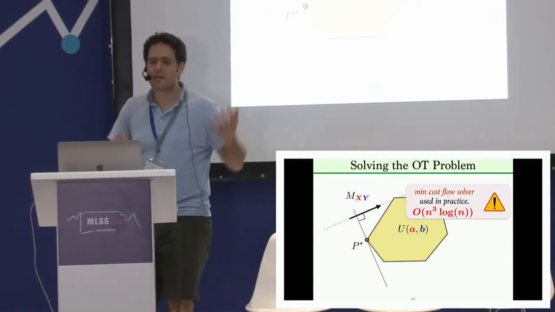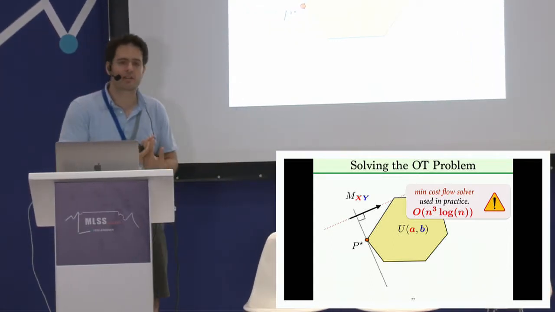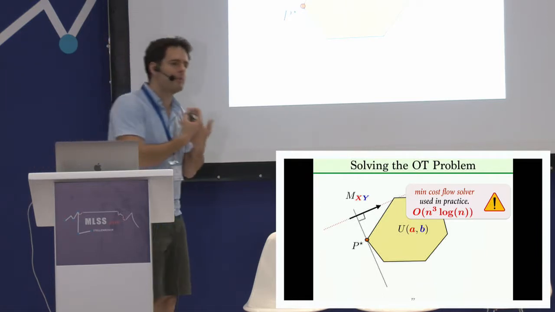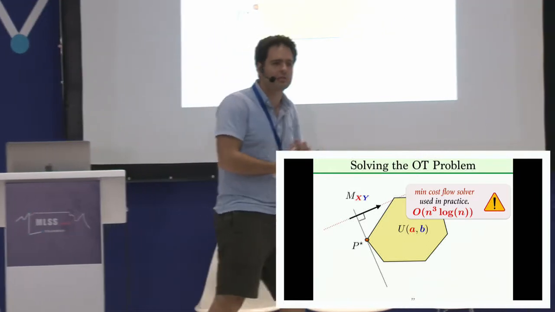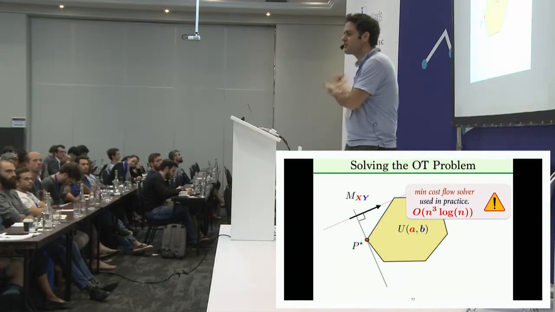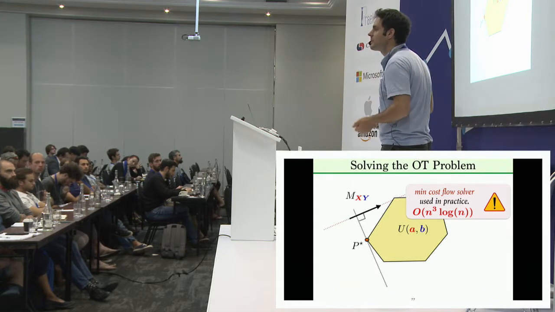So on the one hand, if you are someone in OR, in optimization, this is great. But if you want to apply this at a large scale, where you're going to compare probability distributions with tens of thousands of points, hundreds of thousands of points, this is not acceptable. It's not possible to actually play with this. So you definitely need to do something else.